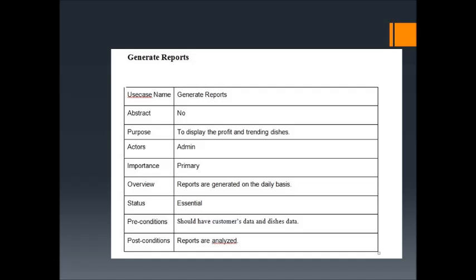Use case name: generate reports. Purpose: to display the profit and trending dishes. Factors: admin, primary. Overview: reports are generated on a daily basis. Preconditions: should have customers data and dishes data. Post conditions: reports are analyzed.